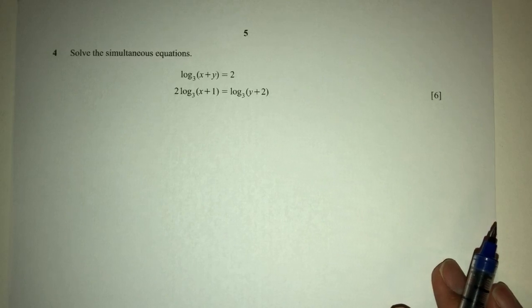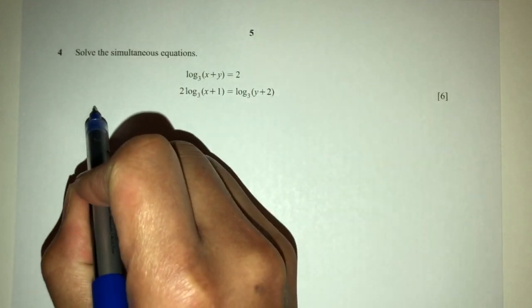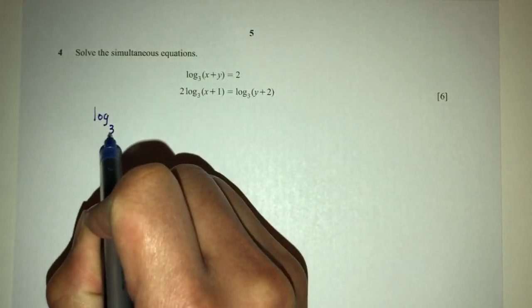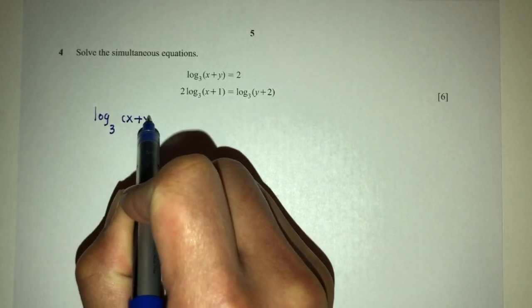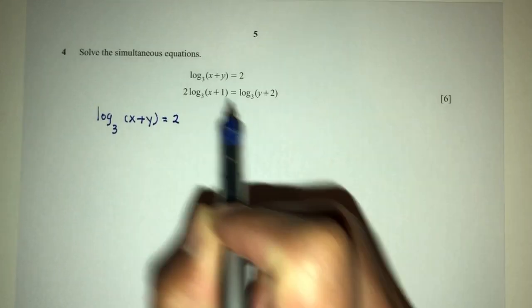Now let's move on to question number 4. We have to solve the simultaneous equation. So we have basically to find the values of x and y. So step by step, let's simplify the equations. So here we have log to the base of 3, x times y, that will be 2.